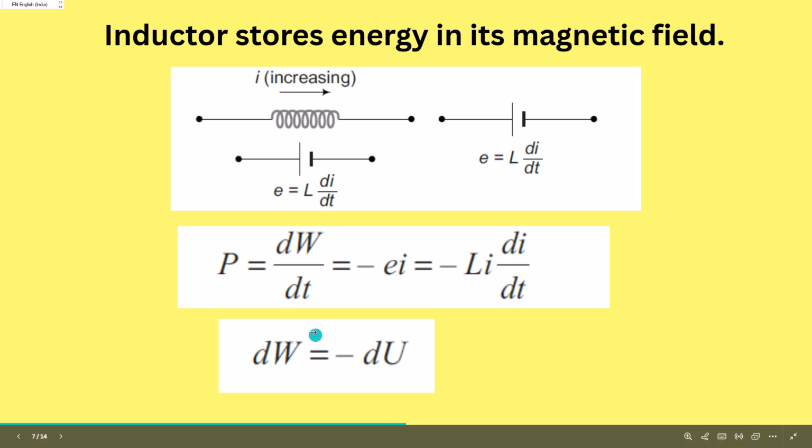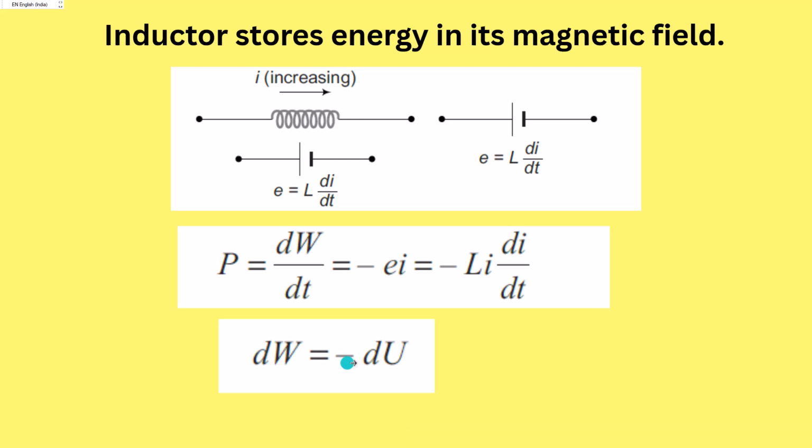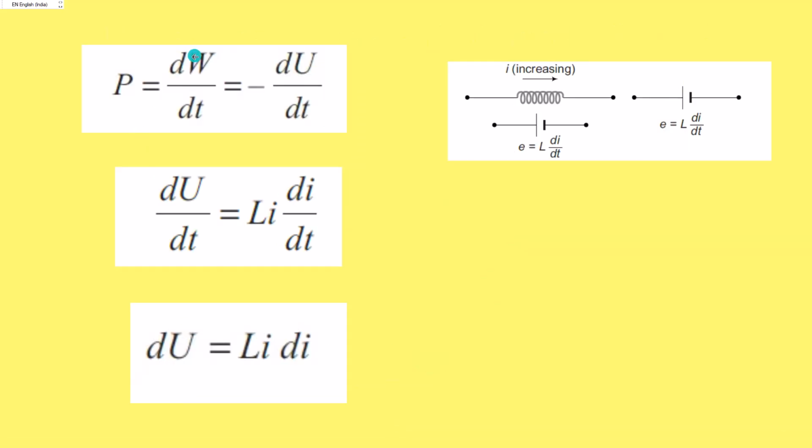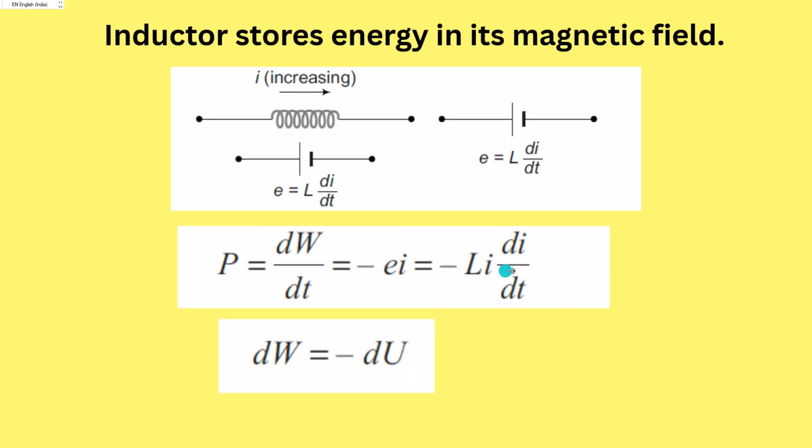Again, this work done is stored in the form of potential energy in the inductor. So we replace dW by dU, and we find P equals dW dt equals minus dU dt. So this power P here is minus L i di dt.